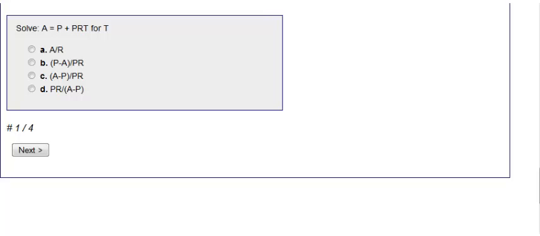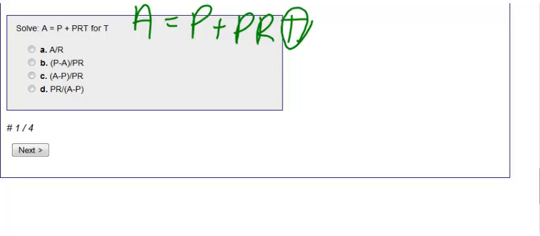Here we are solving for formulas. So we get the equation A equals P plus PRT. And I'm solving for T, which means I need to get this T by itself. So I need to move everything else to the other side. So before I can even reach this T, I need to get rid of this P. So I'm going to subtract P on both sides.